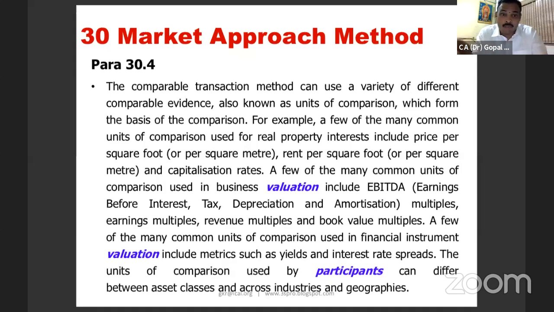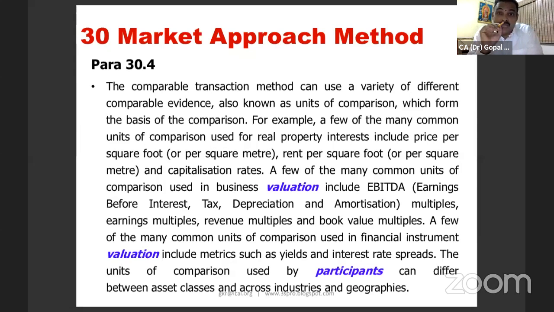A few of the many common units of comparison in business valuation include EBITDA multiples, earnings multiples, revenue multiples, and book value multiples taken from the comparable transaction company. A few of the many common units of comparison used in financial instrument valuation include metrics such as yields and interest rate spreads. Units of comparison are those used by market participants.